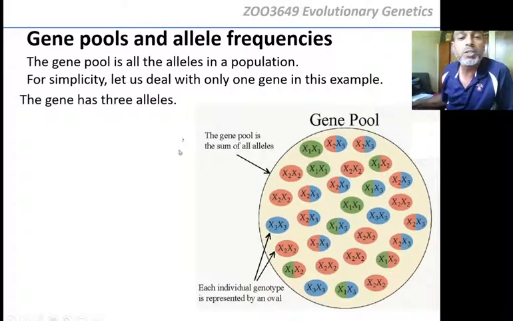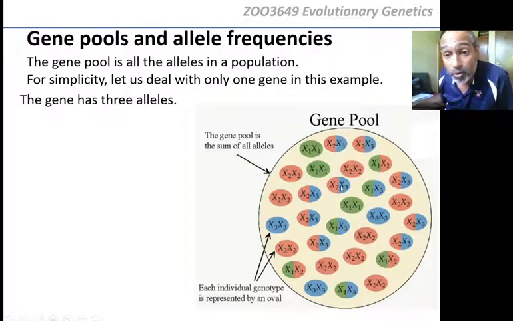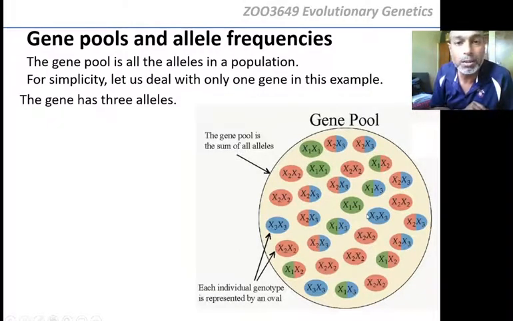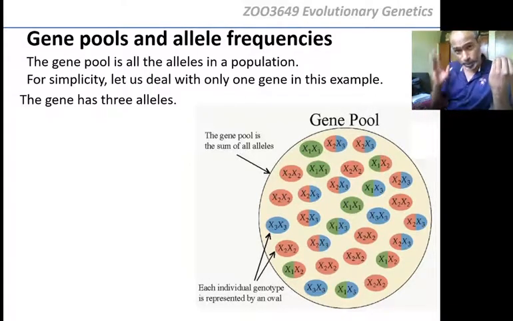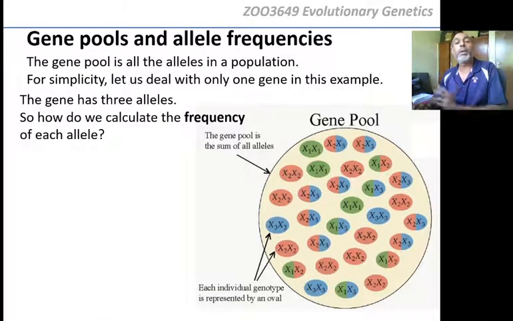So if I want to say what is the frequency of heterozygotes in this population, you will count 1, 2, 3, 4, 5, 6, and so on, all the heterozygotes, and you will not divide by 2 times the number of individuals, the gene pool. No, you will divide by the number of individuals only. Okay, so genotype frequency you divide by individuals. Allele frequency you divide by the gene pool. Please don't forget. Right, so how do we now calculate the frequency of each allele?